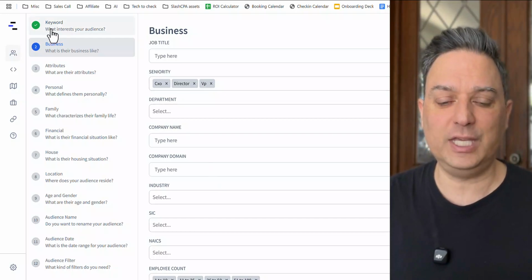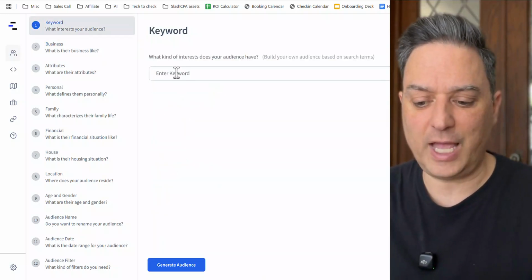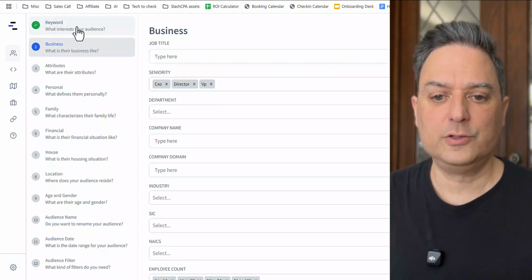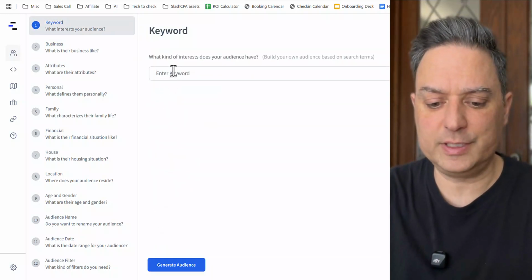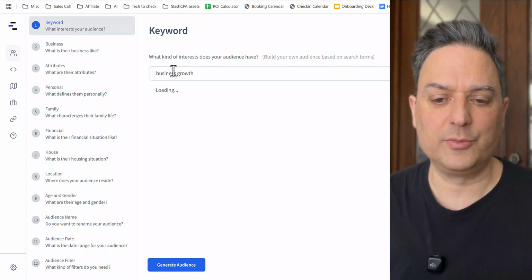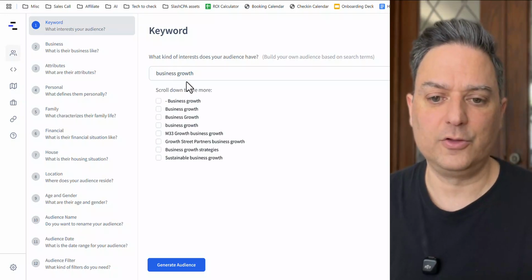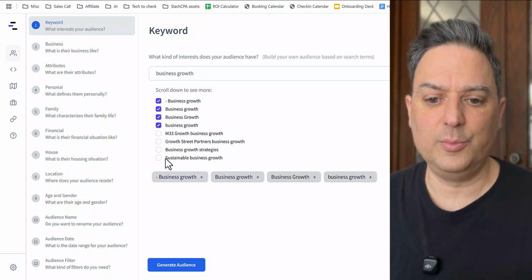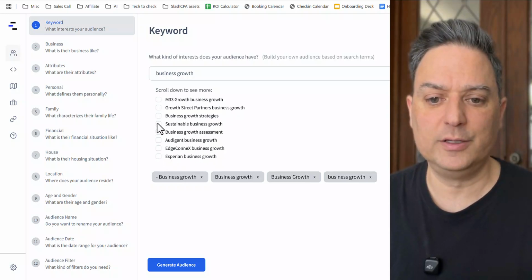Cool. Now let's go to the keywords. What does he do for those ads? He's looking for people looking to scale. So he's probably looking for people who want to grow their business. So let's say business growth. Okay, so let's see what that comes up with. Business growth, those are all good ones. Business growth strategies is probably a good one.